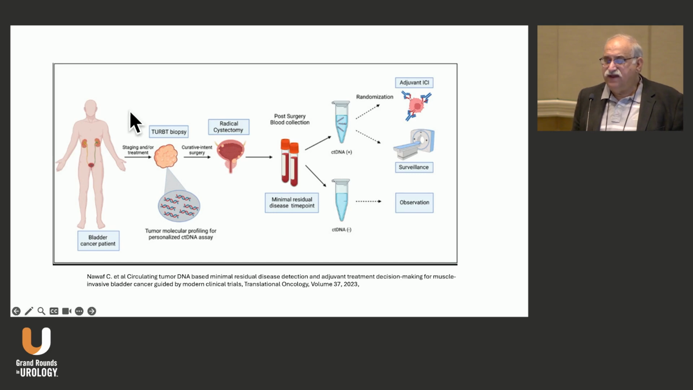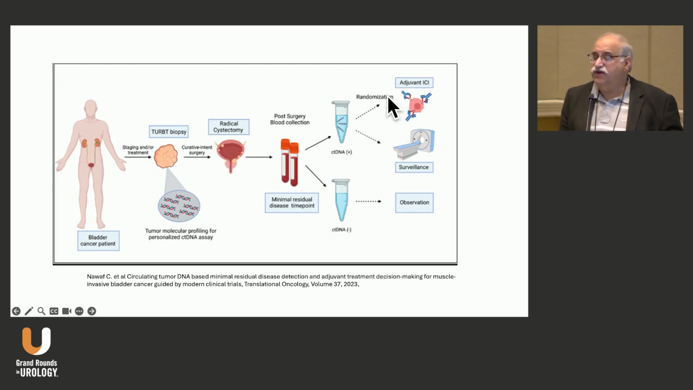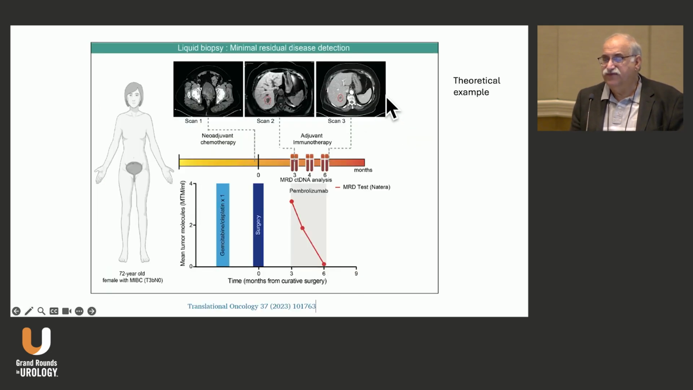So here's what's happening from a practical standpoint in the studies that we're going to talk about. A bladder cancer patient comes in, has the TUR, has the radical cystectomy. Post-operatively, blood is collected looking for circulating tumor DNA. If it's negative, the patient is just observed. However, if it continues to be positive after the radical cystectomy, then they are randomized to either treatment with immunotherapy, as most of the trials look at immunotherapy, or just simply surveillance.